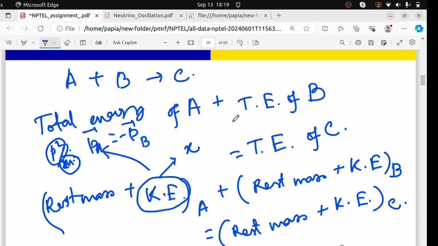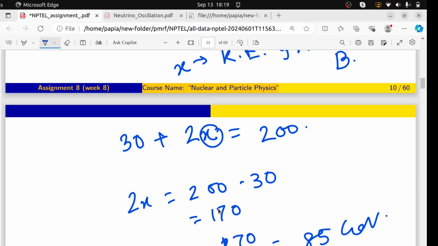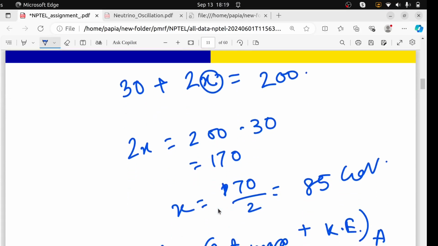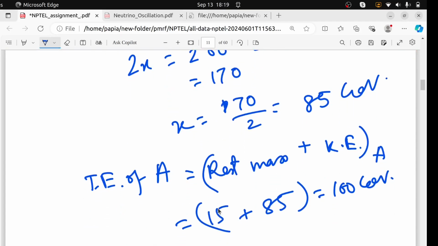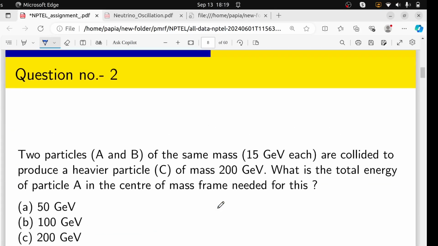So after putting all these values, 15 plus x plus 15 plus x is equal to 200 plus 0. So that means 30 plus 2x equals 200, 2x is 170, then x is 170 by 2, which is 85 GeV. Now we got the kinetic energy of A is 85 GeV, so total energy of A will be 15 plus 85, which is 100 GeV. So let me check which one will be the correct option. Yes, this one is the correct option.